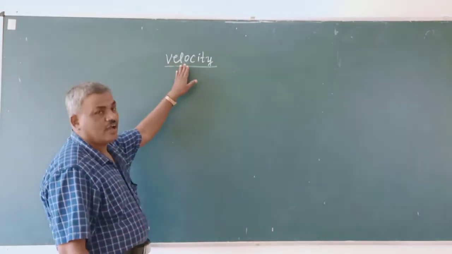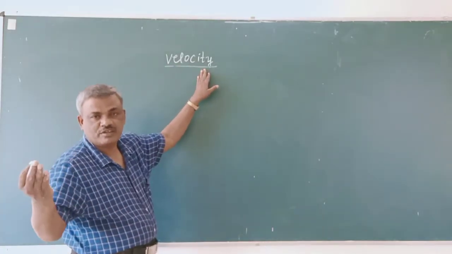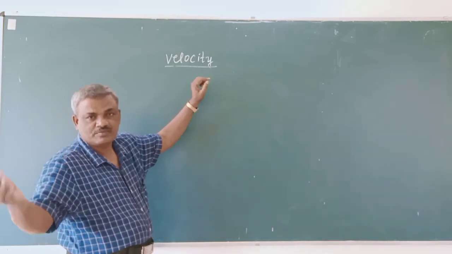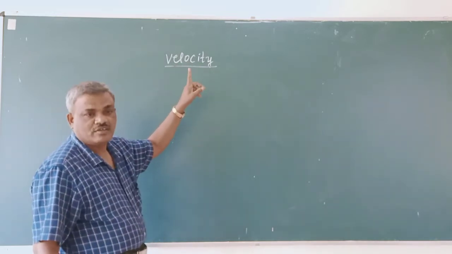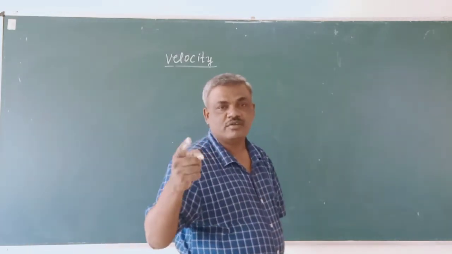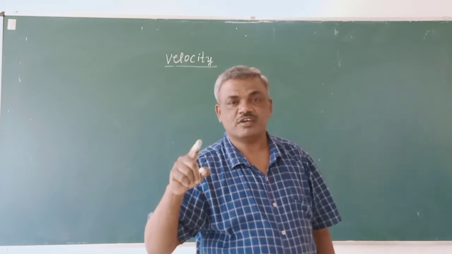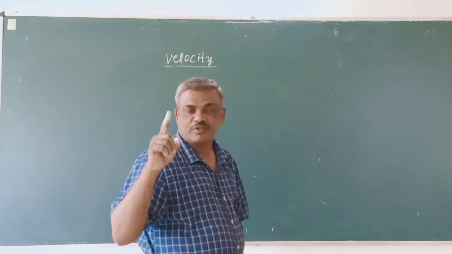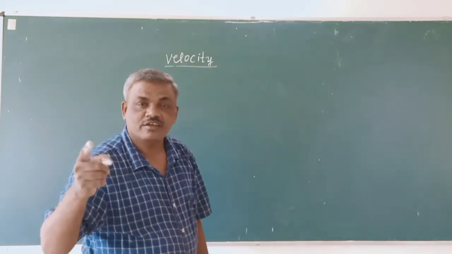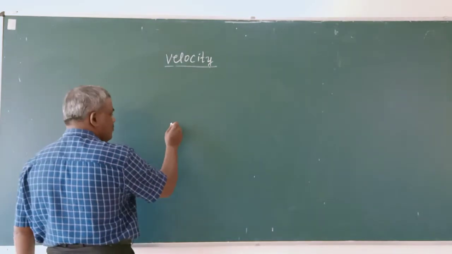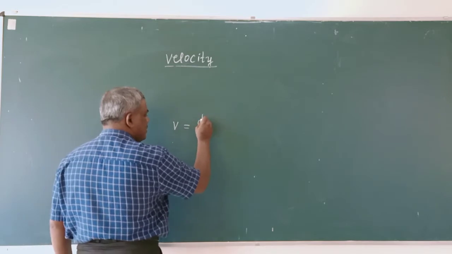Now velocity. So the last one was speed: the time rate of covering a distance by an object is called speed. Now velocity. The rate of change of displacement is called velocity. The mathematical expression is a differential equation. So velocity v equals dx by dt.